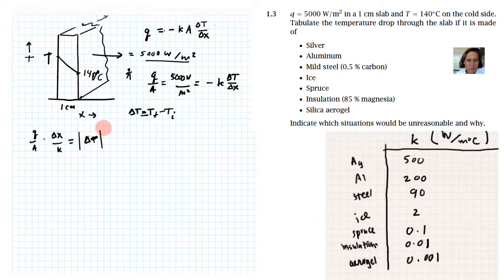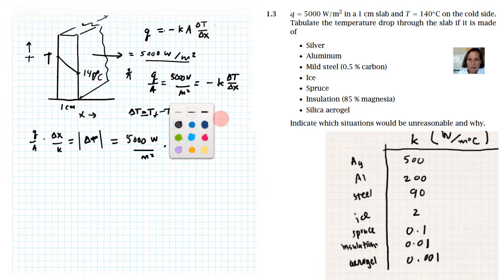Between friends, we'll drop the negative, and we'll calculate this delta T from this relationship, that it's equal to 5,000 watts per meter squared times the thickness, which is 1 centimeter. 1 centimeter is 10 to the minus 2 meters, divided by K. We have various values of K. So let's see what that gets us.